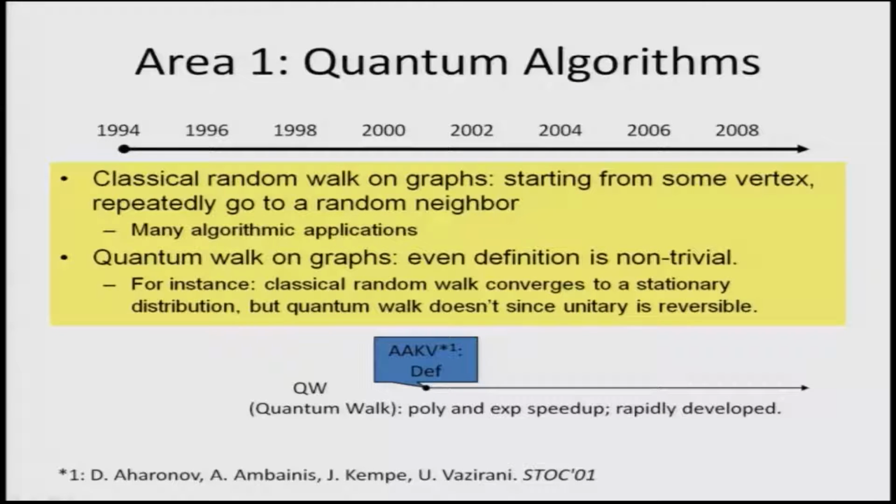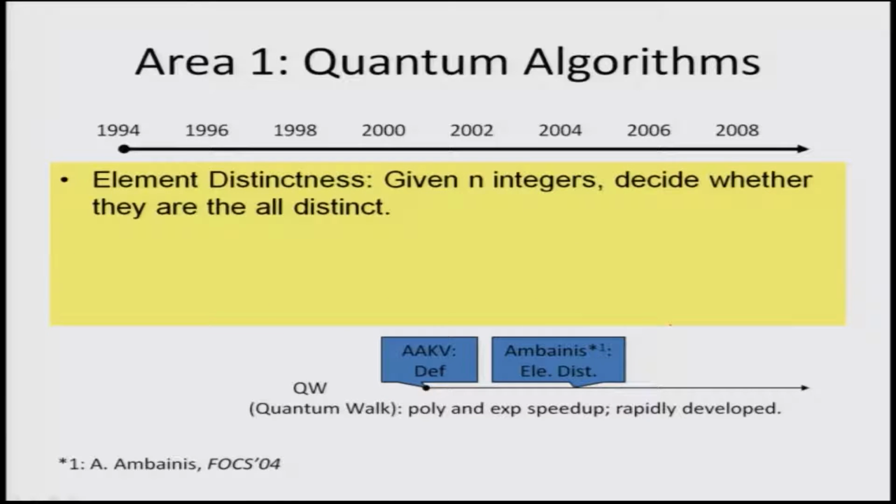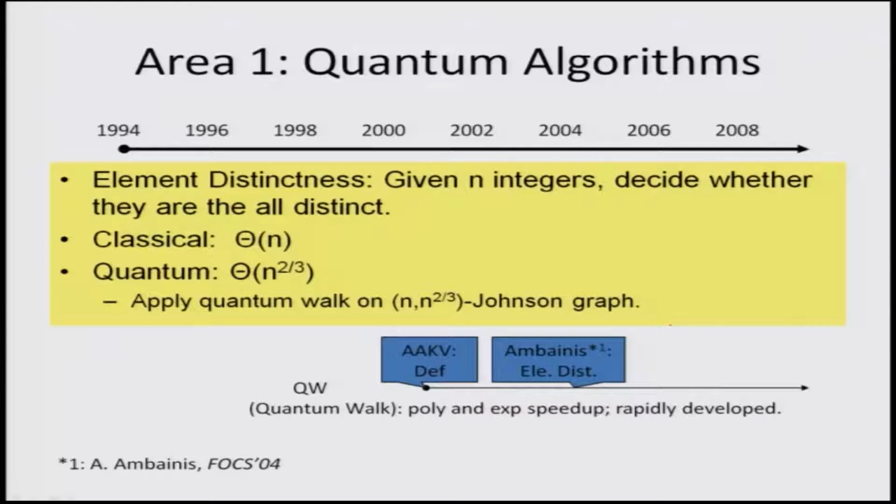For instance, a classical random walk converges to a stationary distribution, but a quantum walk does not, because its unitary is reversible, and therefore it is supposed to have huge development possibilities. An example is element distinctness, which involves n integers and decides whether they are all distinct or the same. So, this is related to the quantum walk problem.